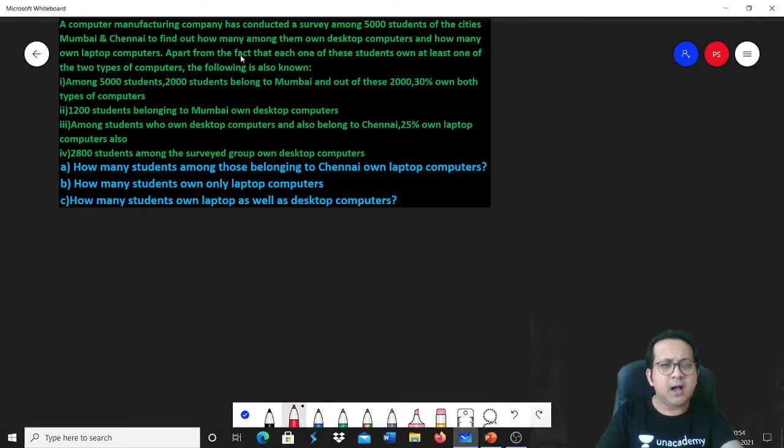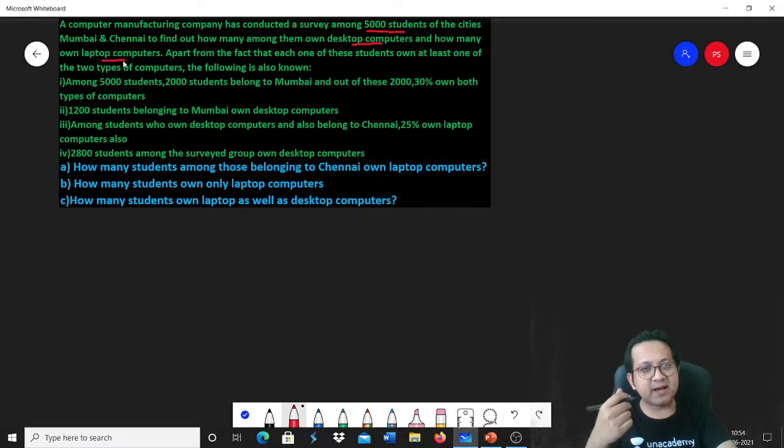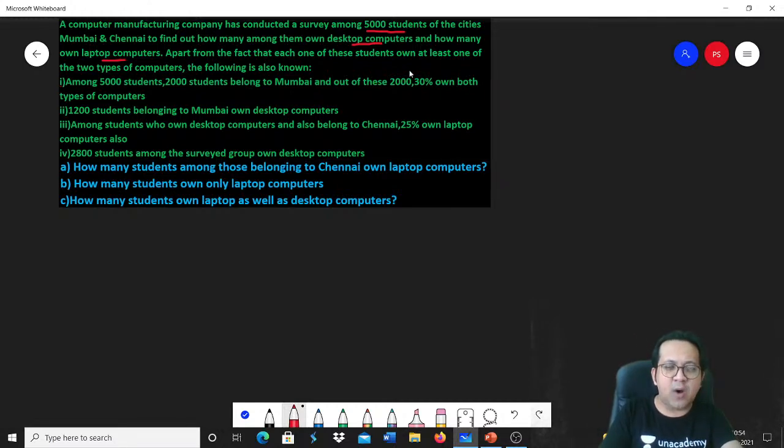A computer manufacturing company has conducted a survey among 5,000 students of the cities Mumbai and Chennai to find out how many of them own desktop computers and how many own laptop computers. So basically a survey is being conducted to find out how many have desktops and how many have laptops. Apart from the fact that each one of the students owns at least one of the 2 types of computers, the following is also known. So every student owns at least one.